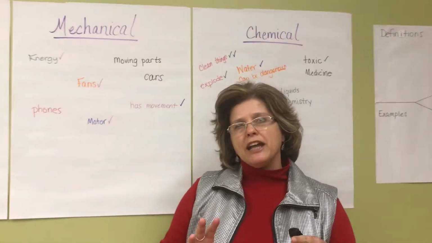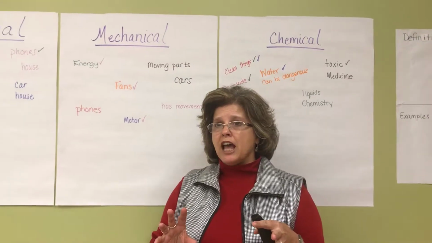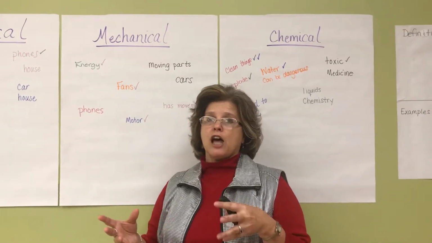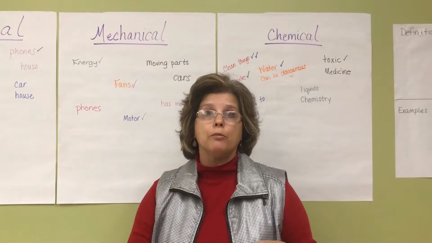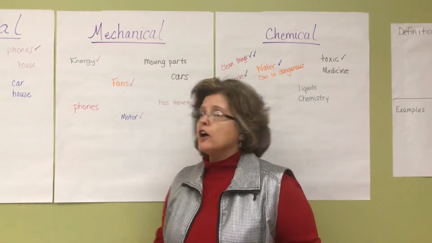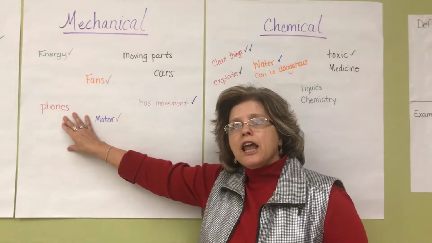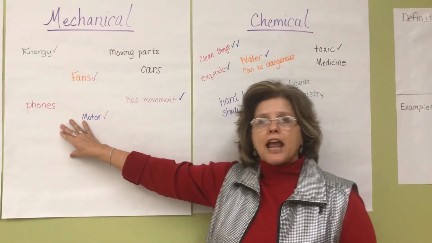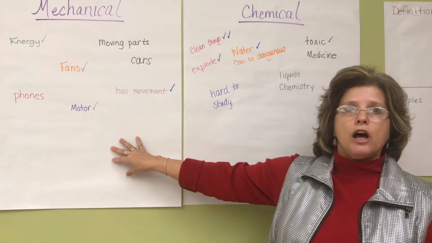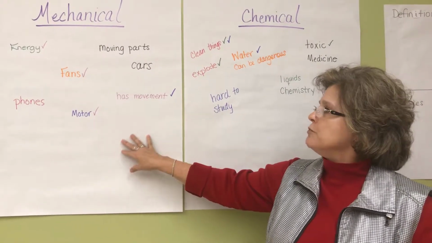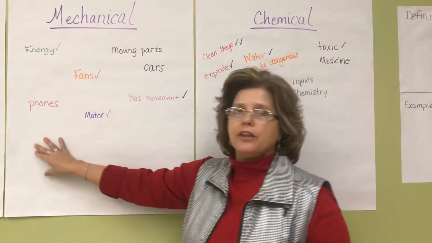Now, occasionally you might get a group that has a misconception, and although you don't want to have a lot of misconceptions, you want to know what they are because you need to address them. Now, if you look at mechanical, the red group wrote phones. Now, phones don't have mechanical energy that helps them to run. Mechanical energy needs movement, but you need to talk to the kids about why they did that.